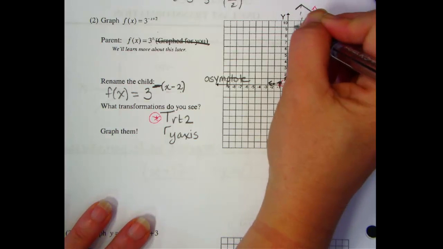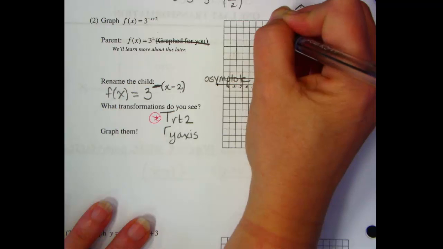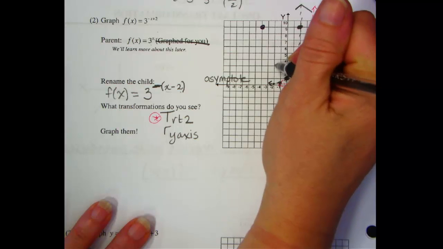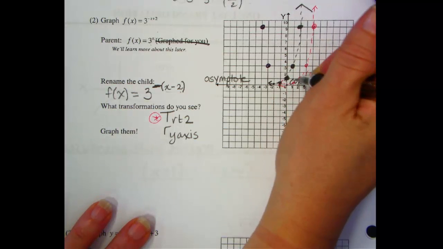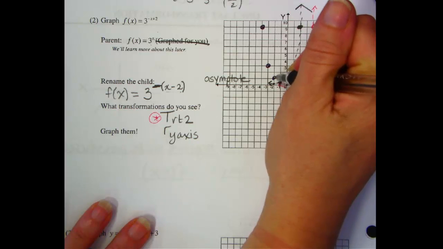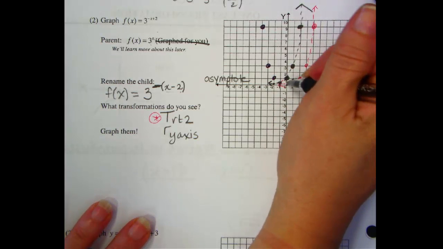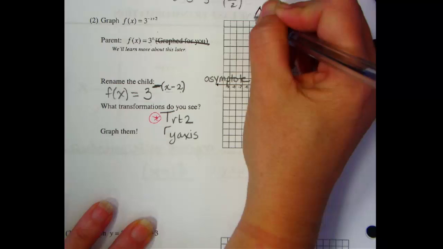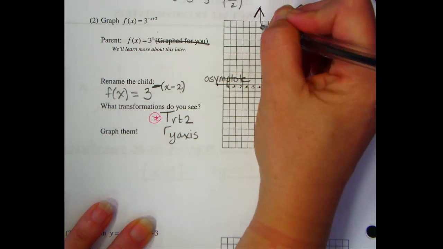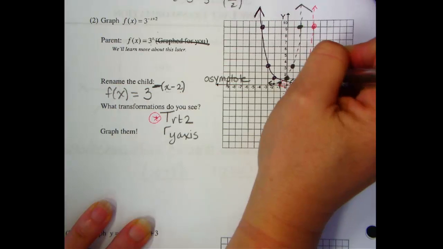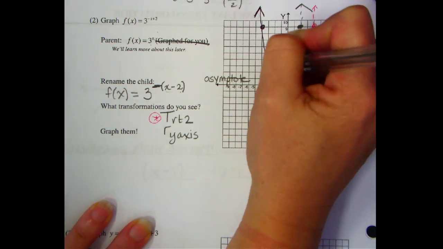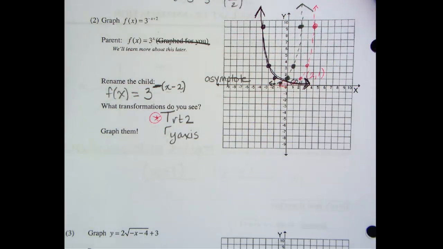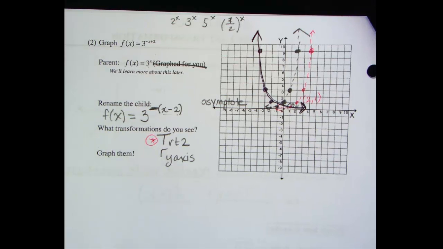So this point is 1, 2, 3, 4 away from y. I go 4 away to the other side. This point, 3 away, 3 away. This point, 2 away, 2 away. This point, 1 away, 1 away. Kind of matches over there. So my final graph, f of x equals 3 to the negative x plus 2, looks like that. And there you go. You now know all of your transformations. Reflection over the y-axis being our last one.